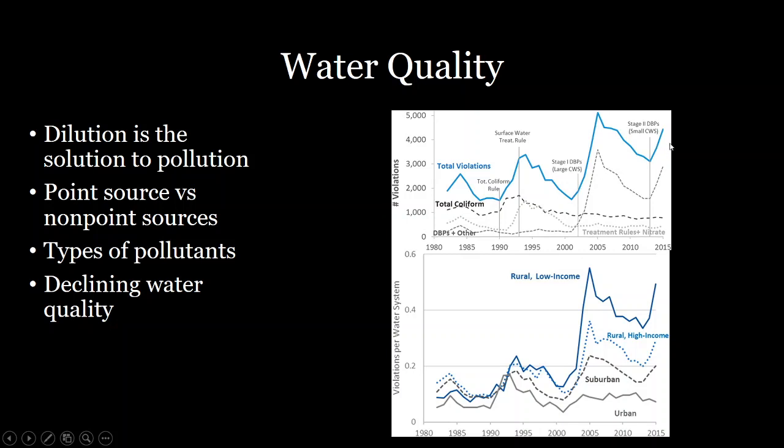And that rise in the number of violations has also been most significant in rural areas, especially rural low-income areas, where you have a really dramatic increase, especially since the early 2000s. Whereas in urban areas, you generally have more stringent regulations on water quality, and the number of violations has been relatively constant over time.